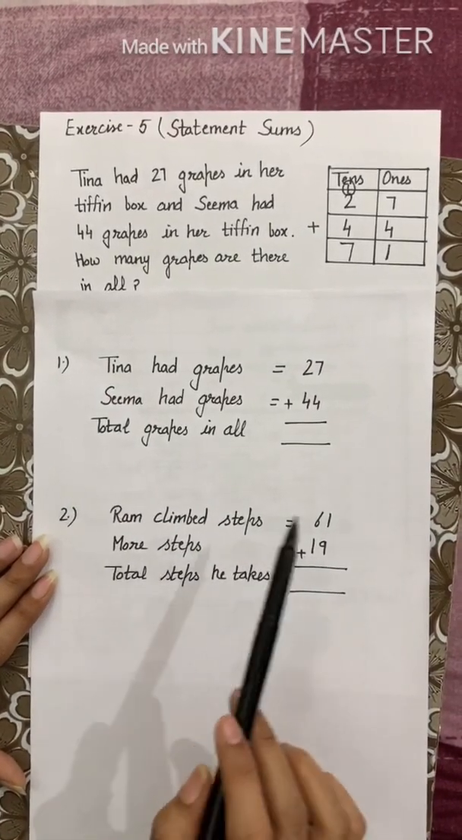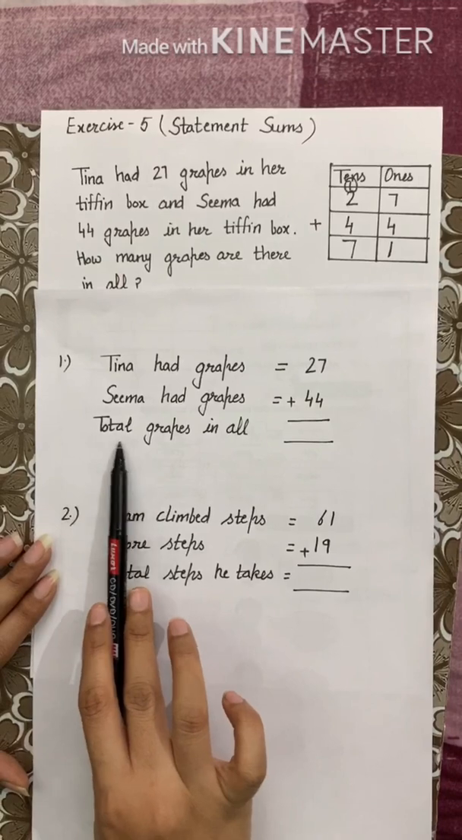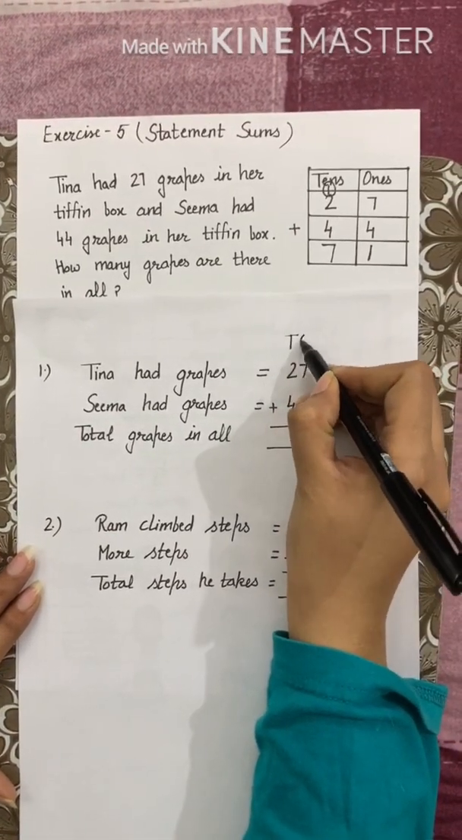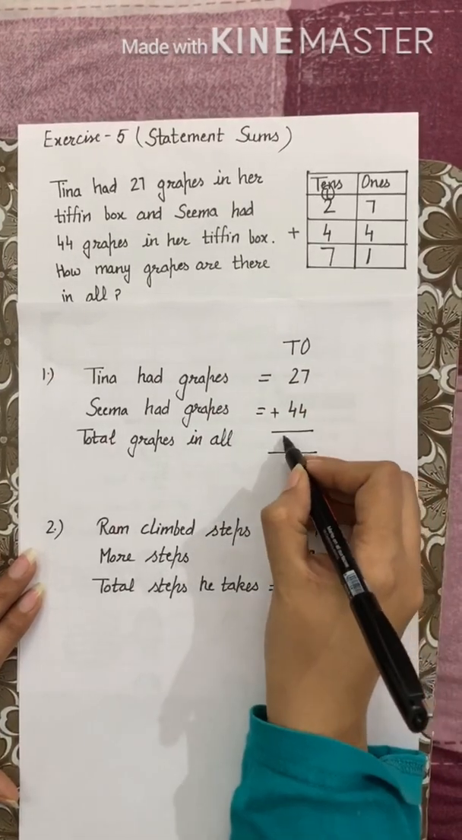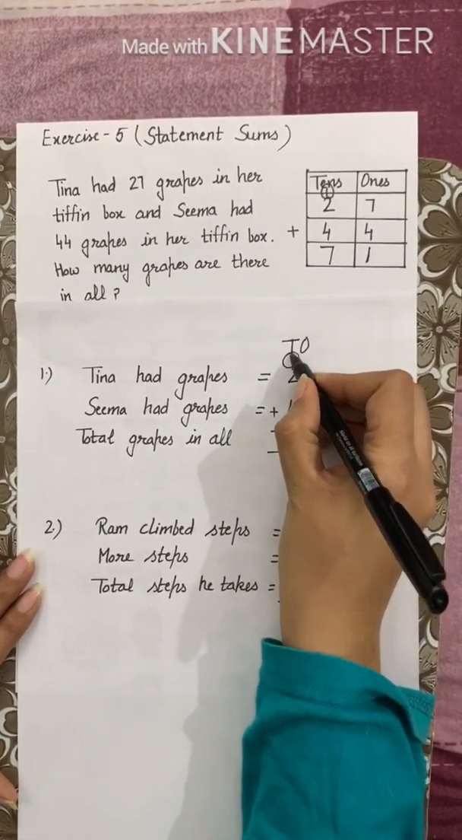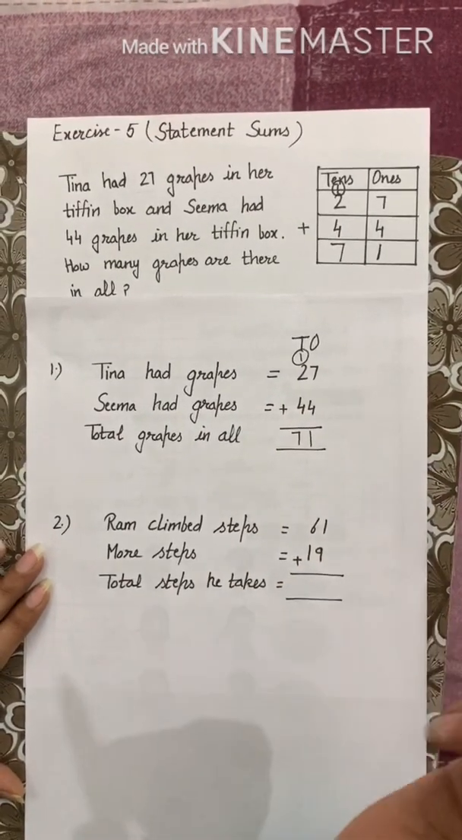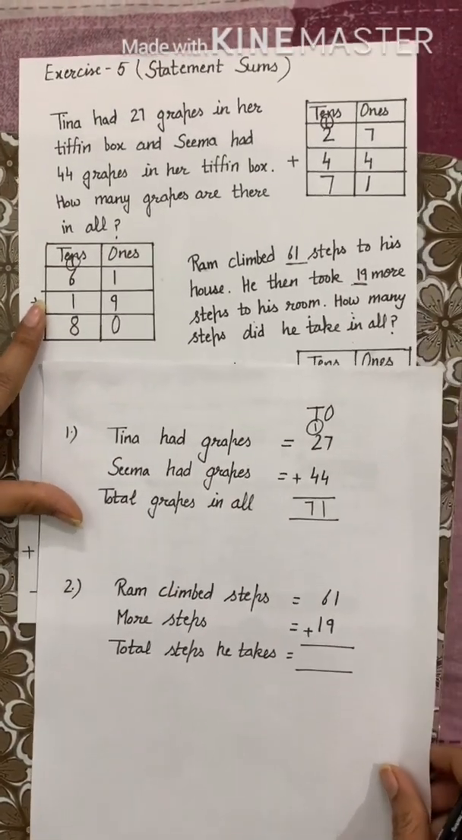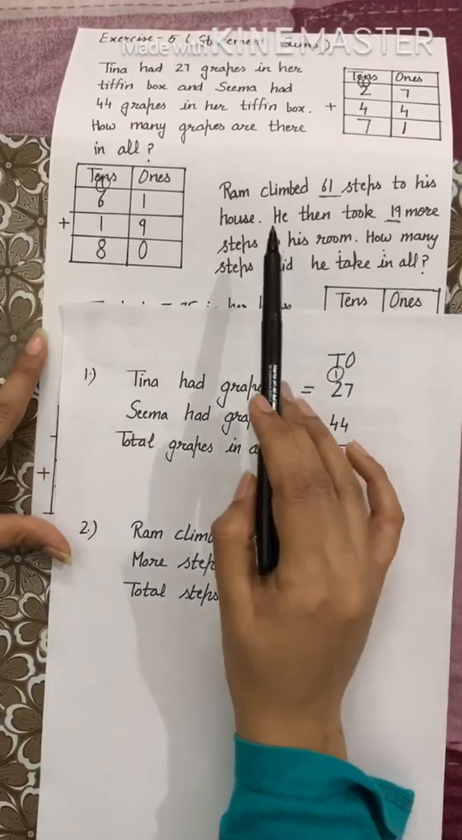Then the third line we always write as total grapes in all. In the third line we are going to add them. So always we write total, in all, such kind of words. Here I will be writing total, and then simply I will be adding as I have done in the book as well. So what you need to do is read the statement carefully and then write. Look at the second one now.